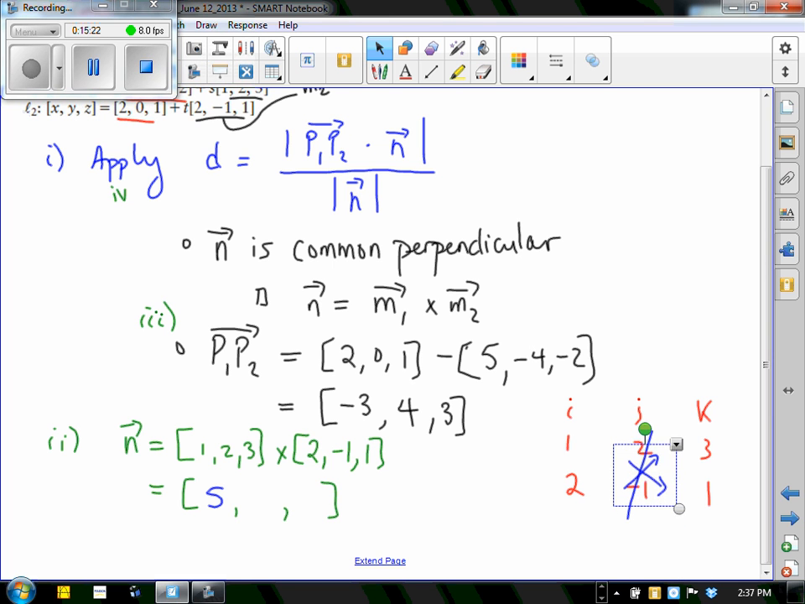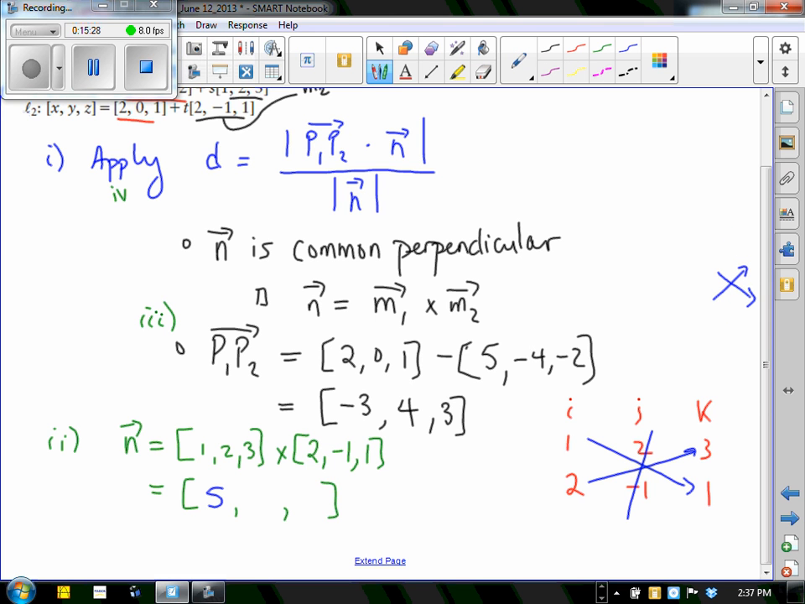okay, let me redraw these. I'll just move that out of the way. Now we're going to focus on the difference between these products. So we're going to start with 1 by 1 minus 2 by 3. So 1 minus 6, minus 5.